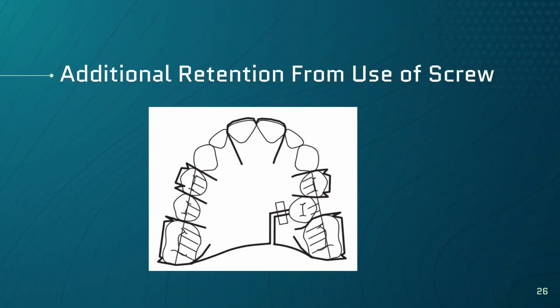Okay, this is what I mean. If you look at this diagram, this appliance has a screw here which aims to move this upper left molar distally, and by putting a clasp on the upper left molar, additional retention is obtained from the tooth which is also being moved.